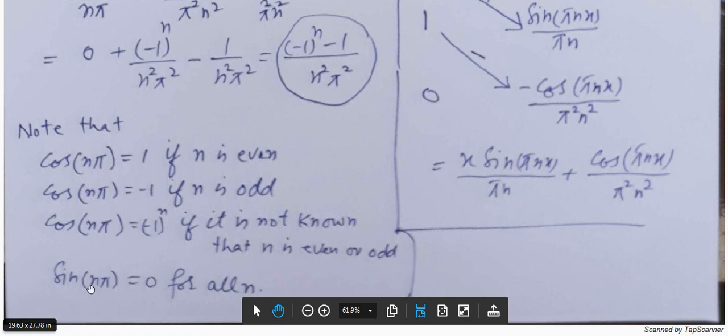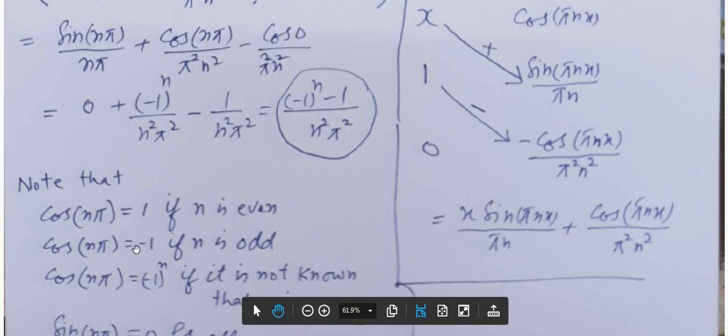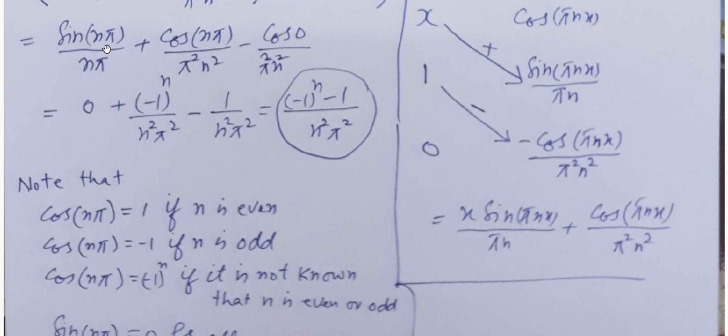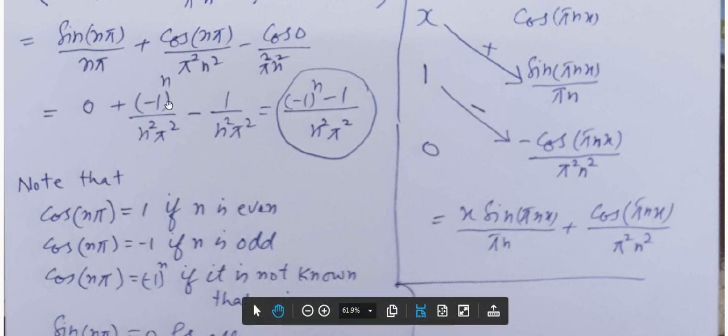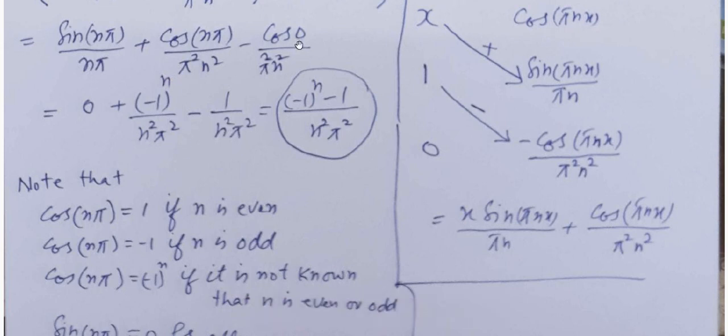And then the value of sine n pi will be 0 for all n, because if you put any n here, n 1, sine pi is 0, sine 2 pi is 0, sine 3 pi is 0, sine 4 pi is 0. So for every value of n, this will be equal to 0. You can use your calculator, but your calculator must be in radian mode when you are finding these values. So if you use this technique, sine n pi will be 0. So 0 divided by n pi will be 0. Cosine n pi will be minus 1 power n divided by n square pi square, minus cosine 0, which is 1, so it is 1 over n square pi square.